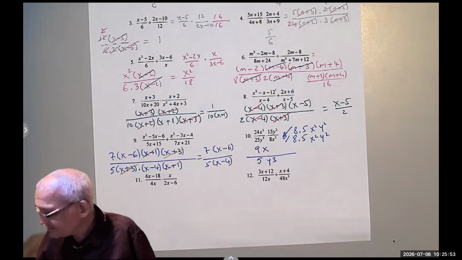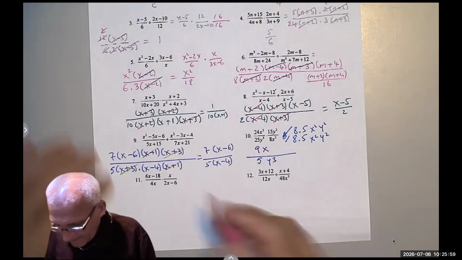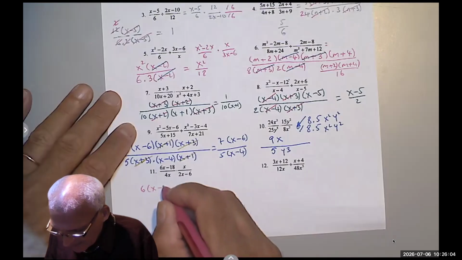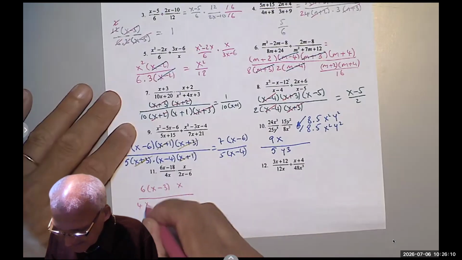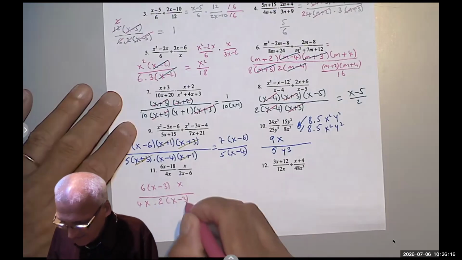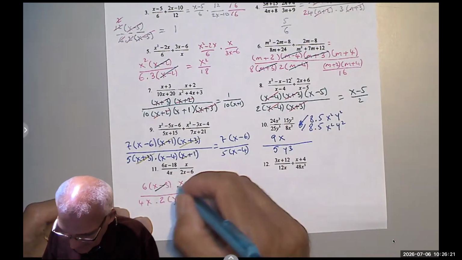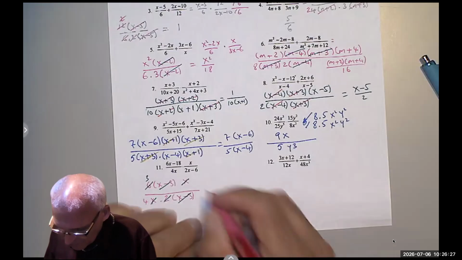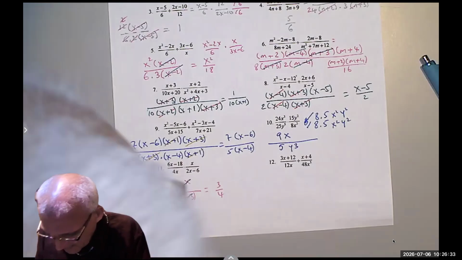The last step. This one is a multiplication, so I factor out the 6. That leaves you x minus 3 times x. The denominator, I have 4x, and then I factor 2, and that leaves you x minus 3. So x minus 3, x minus 3, x, 6 divided by 2 is 3, and I get 3 over 4. That's it, nothing else.